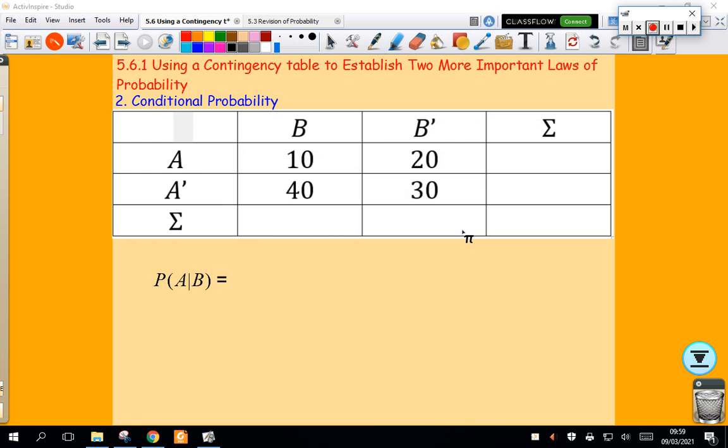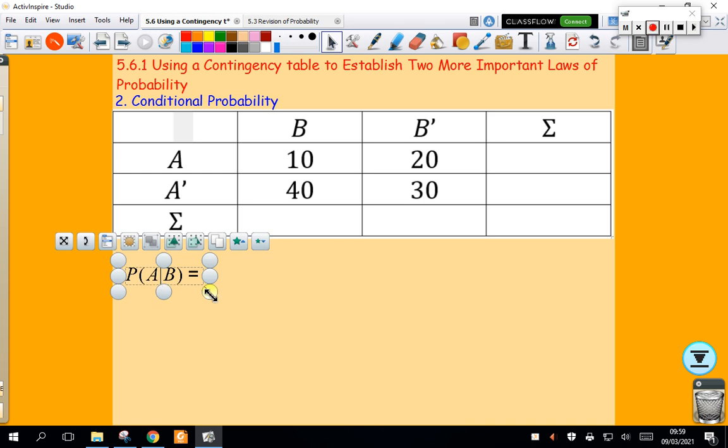Okay, so in this lesson I want to look at establishing some important laws of probability. Specifically, I want to establish the rule for conditional probability and then the multiplication rule for probability. So I have a contingency table here.